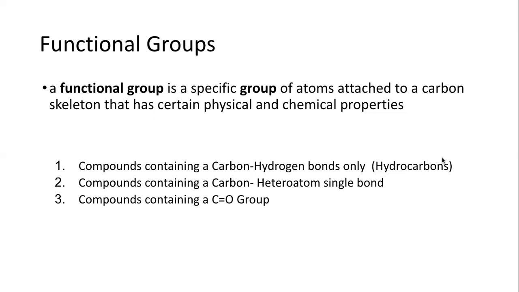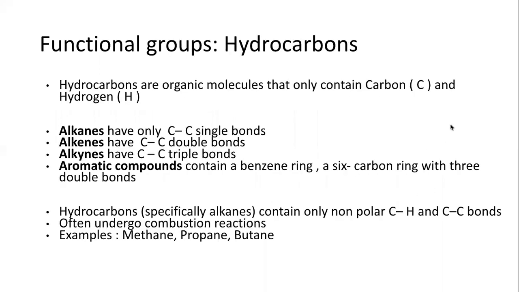We'll be discussing three functional groups today. The first are compounds containing a carbon-hydrogen bond and only carbon and hydrogen. These are called hydrocarbons. The second are compounds that contain a carbon-heteroatom single bond. And the last are compounds containing a carbon with a double bond to an oxygen.